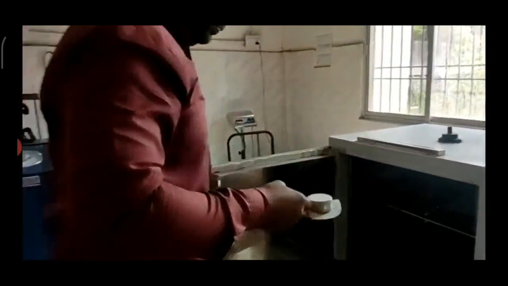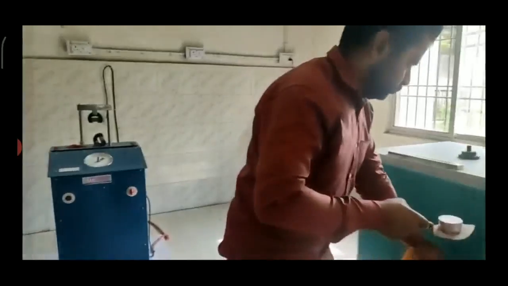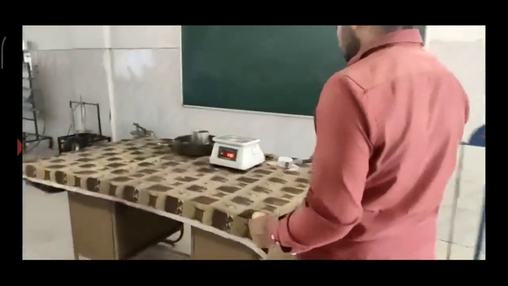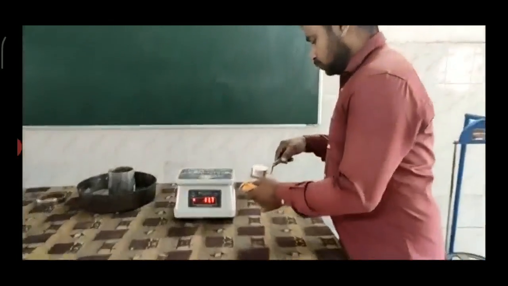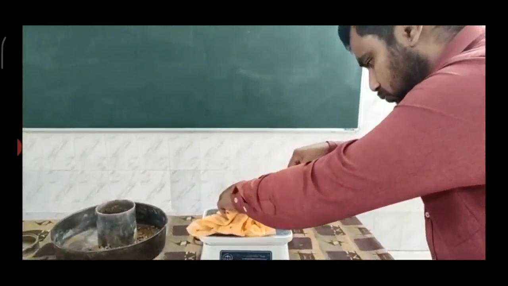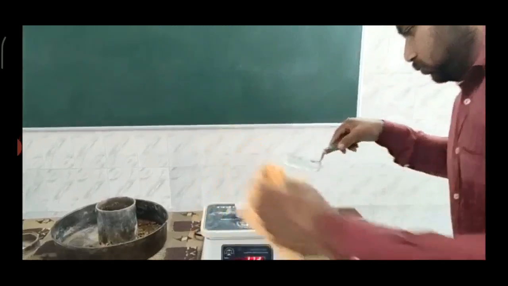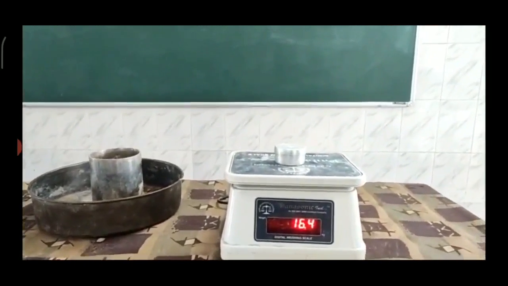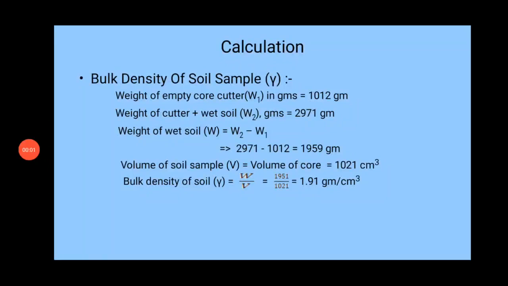After 24 hours the moisture tin with soil sample is taken out from the oven. And then the weight is measured with the help of the weighing balance, that is 16.4 gram. This is our W4. So after doing the practical, the calculation part is done.